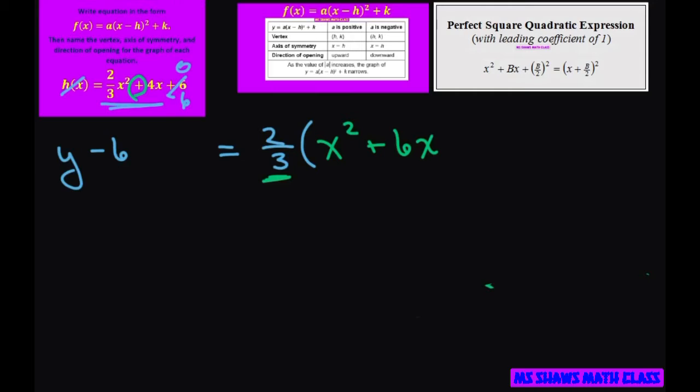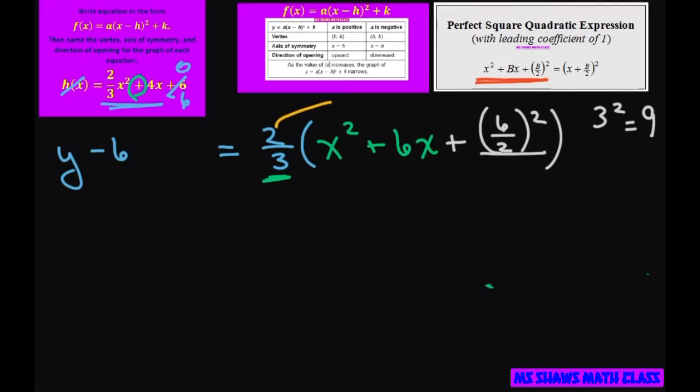Now we're going to complete the square so we can make a perfect square trinomial. And what you're going to do is add your b divided by 2, so that's 6 divided by 2 squared. Now this actually equals 3 squared, which equals 9. So we're going to also add it to this side, but keep in mind you have to multiply that by 2/3. So it's really going to be plus 2/3 times 9.